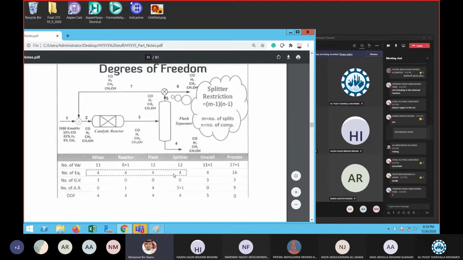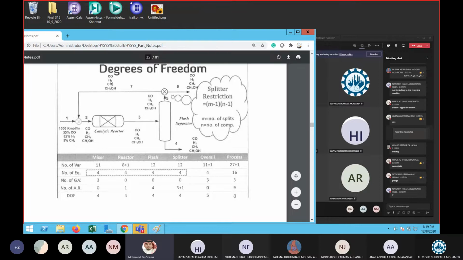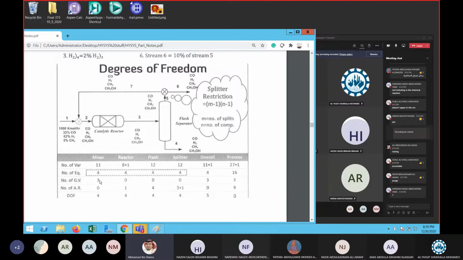Right, let's look at this system now. I'm going to calculate the degree of freedom for every unit, because I want to decide which one I should start with. When we look at the mixer here, we have 11 variables: 1, 2, 3, 4, 5, 6, 7, 8, 9, 10, 11. The number of equations: we have 4 different species, so we can write 4 independent balance equations.